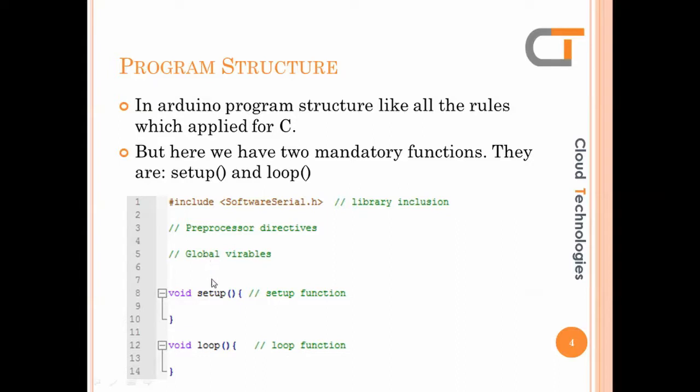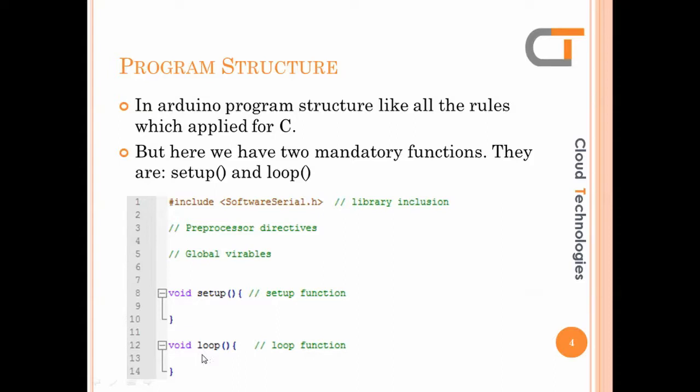So after this we have the setup function. The setup function is normally used for initialization and configuration. Setup will execute only once when we switch on the Arduino board. After executing the setup function, control goes to the loop function. So here loop is our main function. Whatever the main program is will be written in this loop function.